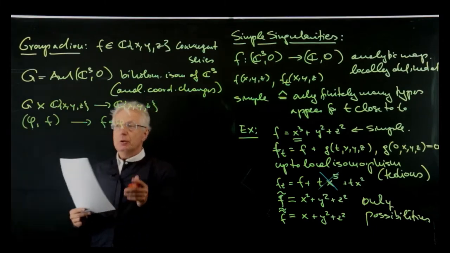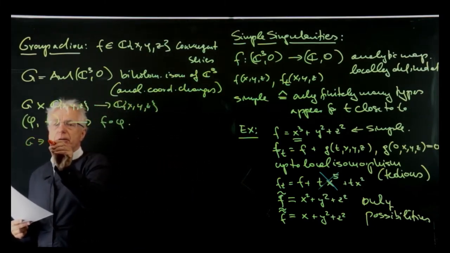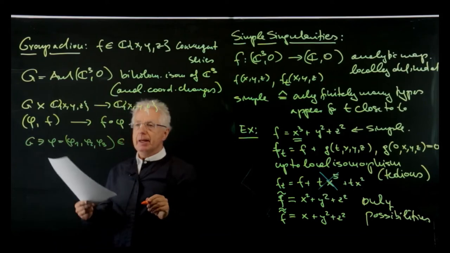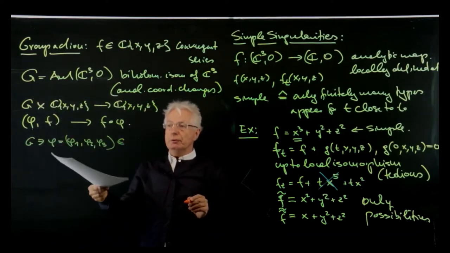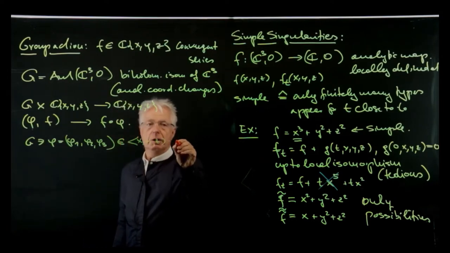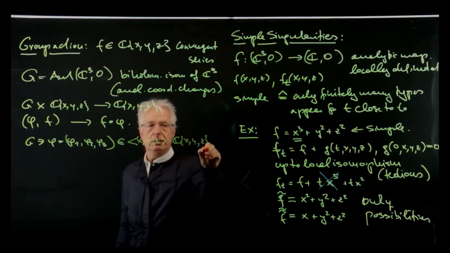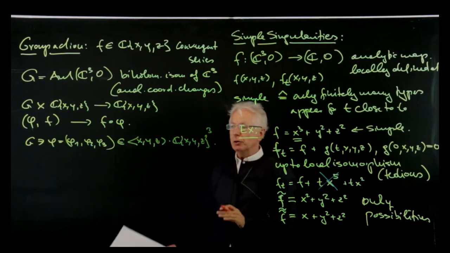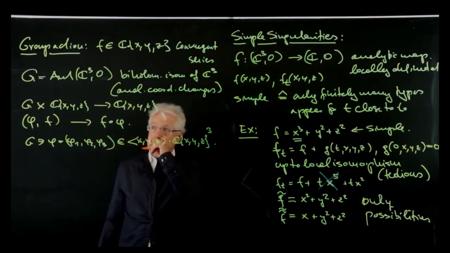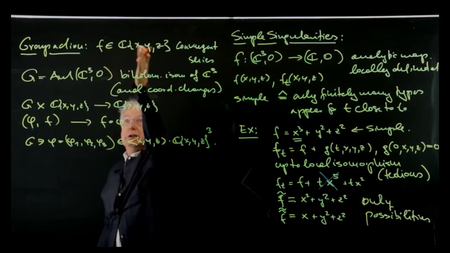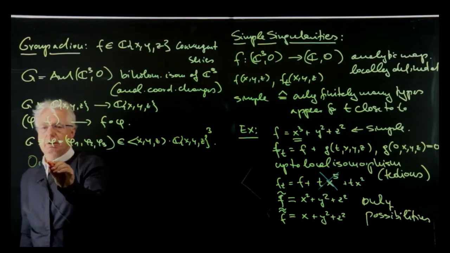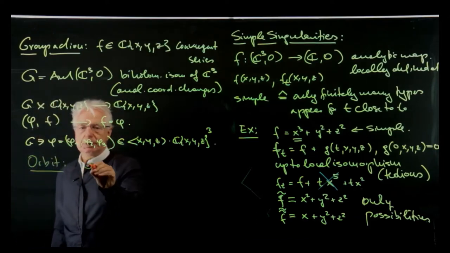Okay? So phi, an element of G, will have three components, phi1, phi2, phi3. And as I assume that zero is preserved, these phis have no constant term. So this will be in (x, y, z) times C{x, y, z} to the third. A vector of three power series without constant terms. So again, we want to study f with respect to this group action. And what we do, we look at the orbit. That's again the library, don't mind. The orbit will be G times f.